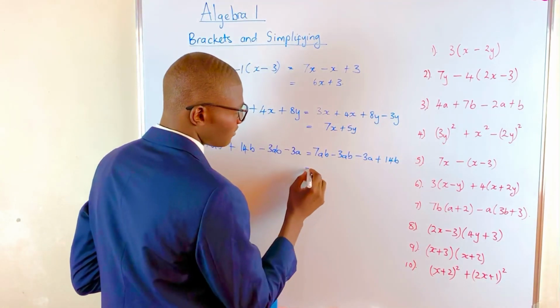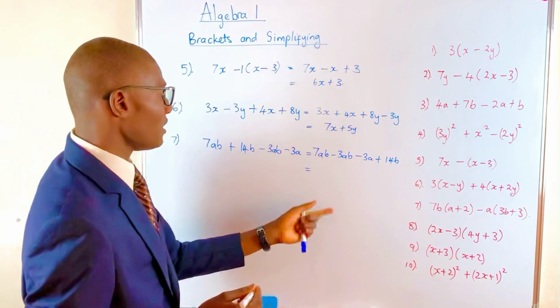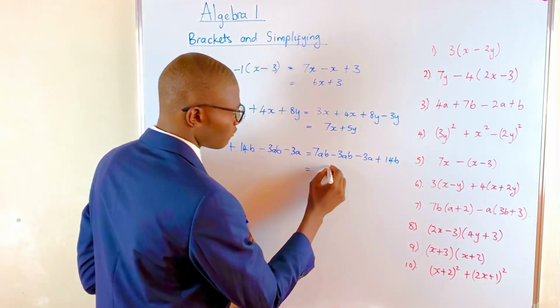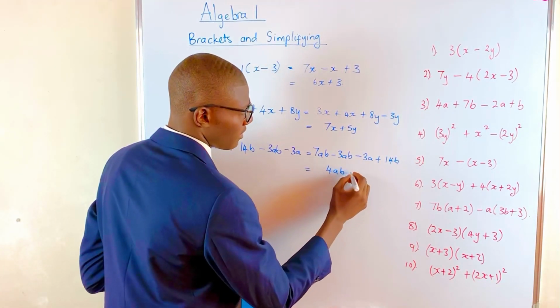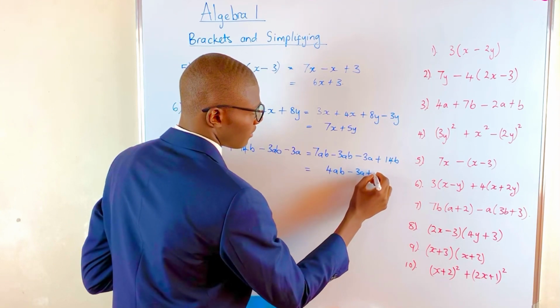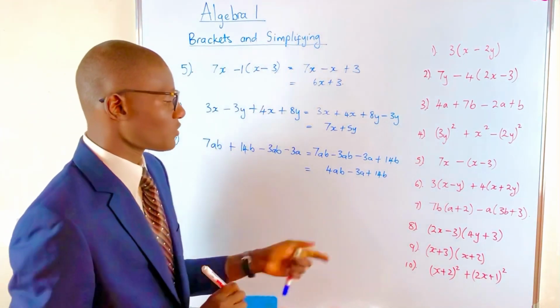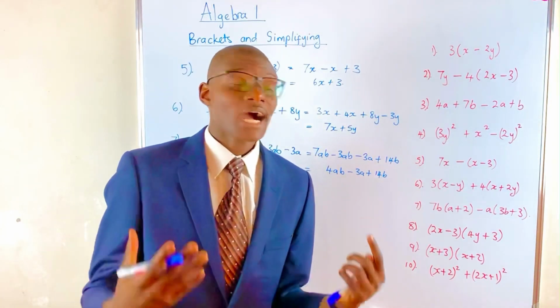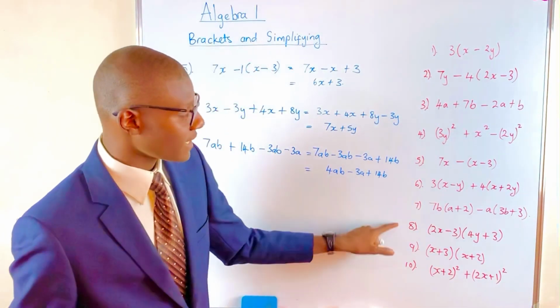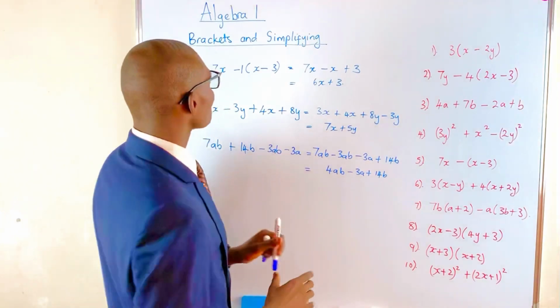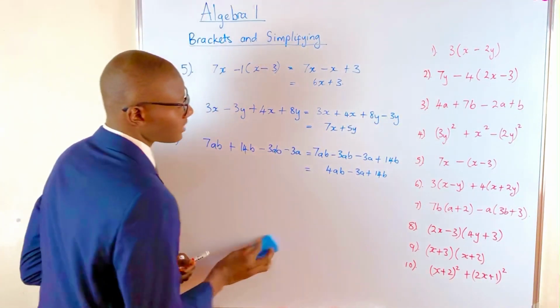So now we simplify. 7AB minus 3AB, we get 4AB, and minus 3A plus 14B. So this is what we get. Now I would like to look at how we simplify two brackets like these. Okay, so allow me to erase this part.